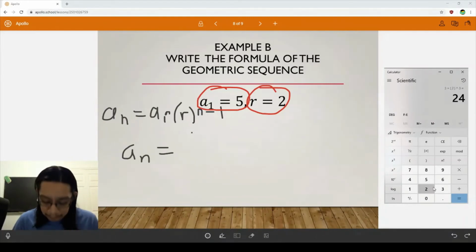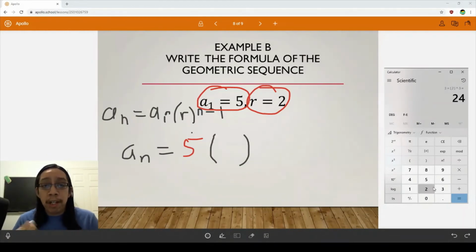A sub n. My a1 in this case is 5, so we're going to go ahead and put 5 there, right? Then from here, we do times, well, what's my ratio? Again, my ratio is given to me. In this case, it's 2. And then let's not forget this important piece, n minus 1.